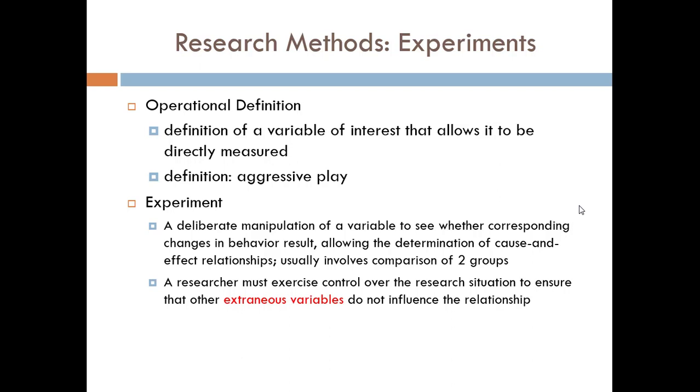Experiments usually involve comparisons of two groups. A researcher must exercise control over the research situation to ensure that other extraneous variables do not influence the relationship. For example, if we are investigating if violent television increases the risk of aggressive play, we need to control for all other variables that could influence aggressive play. So each participant in the sample in each condition needs to have the same amount and type of television exposure and should be controlled for other factors such as diet, extracurricular activities, and many other personal and environmental variables.